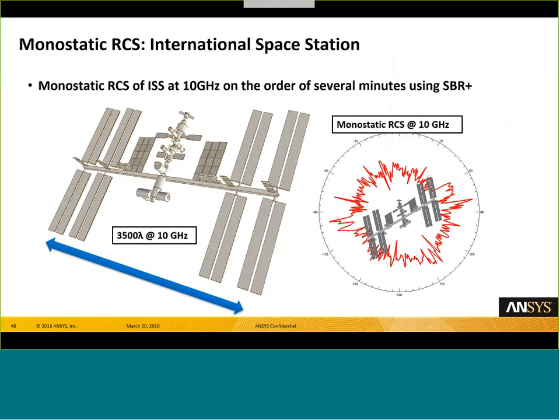Now, we already talked about the aircraft carrier, but in this example, we've got another geometry that's extremely large. So, you finally get to the point where it's just impractical to use full wave techniques. And if you've got an example like this, the International Space Station at 10 gigahertz, it's something that's over 3,000 wavelengths in size, and it's really dominated by all of these large features, which means that, as we've seen, SBR plus is going to give us a very accurate result. So now these things that just could not be solved before are done using SBR.